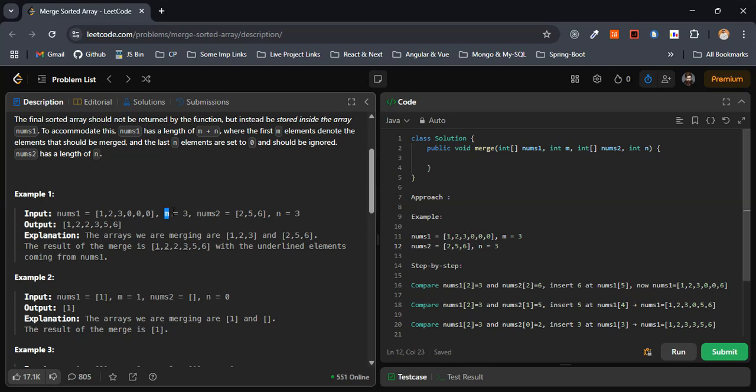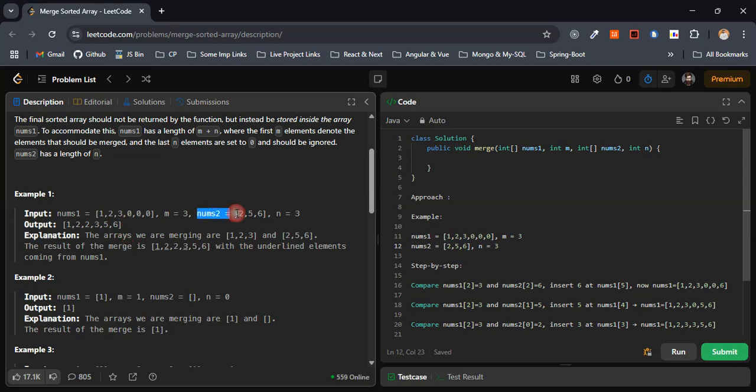M and n are the valid elements, meaning they are not considering 0 as a valid element. 0 means you don't have any particular value. So this is filled with 0. We have extra space, and that is filled with 0, and 0 is not a valid element here. m equals 3 means we have valid elements with valid values, meaning 1, 2, 3. You can clearly see that here.